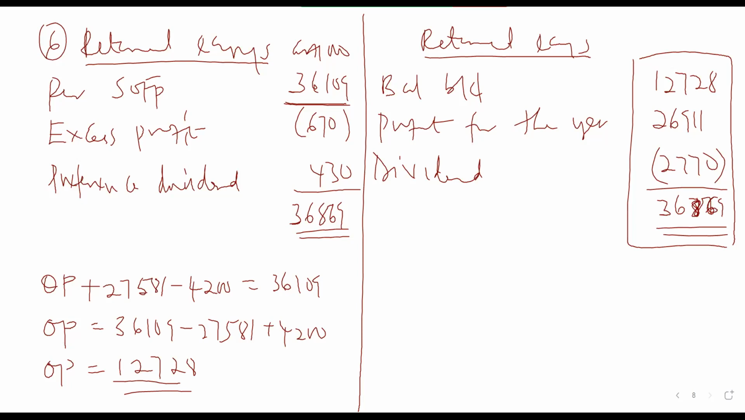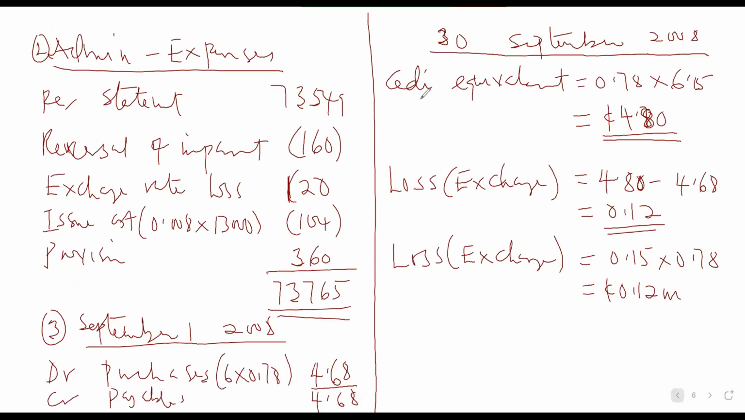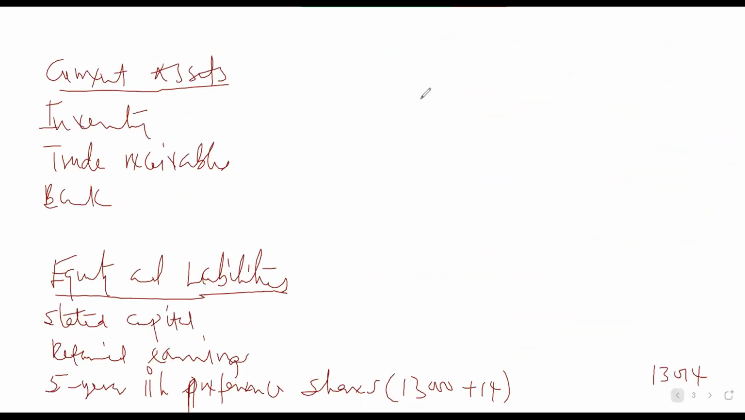Okay. So maybe it's about the figure. So we can now go and put some of the figures and close our statements. So the retained earnings is now 36,869. Let's go and put that there. The share capital will still be the same because there was no issue of additional shares, and that will still be 52,000.